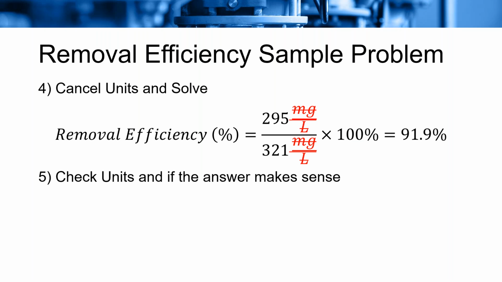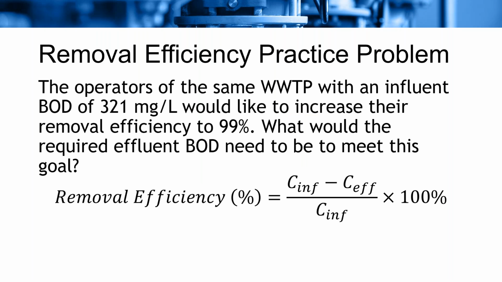So now we're going to practice this problem with you guys. This one states the operators of the same wastewater treatment plant with an influent BOD of 321 milligrams per liter would like to increase their removal efficiency to 99%. What would the required effluent BOD need to be to meet this goal? I went ahead and left you the equation, and you're going to want to solve it. We'll give you about a minute or so, and then we'll put up the poll question.